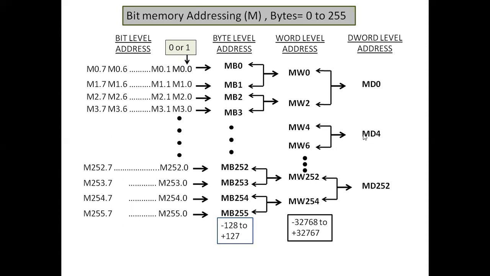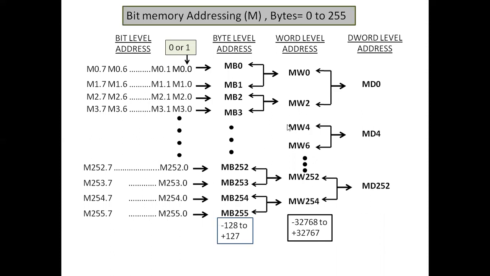Similarly, the next double word address will be MD4, then next will be MD8, next will be MD12, like that. It will go on up to MD252. But if you are using MW0 somewhere, you cannot use MD0. You should use MD2, like that. If you use MD2, it will be the MW2 plus MW4 combination. Then you have to take MD6 because the next byte number will be available.